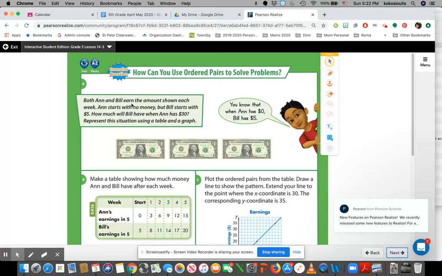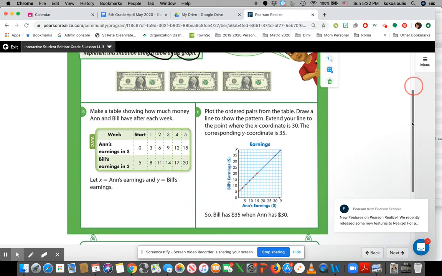Both Anne and Bill earned the amount shown this week. Anne started with no money, but Bill starts with $5. How much will Bill have when Anne has 30? Now you could sit there and map it and write it down, but the easiest way to do it is represent it with two things. You're going to represent it with a table and you're going to represent it with a graph. So let's take a look and see how that's written as a table.